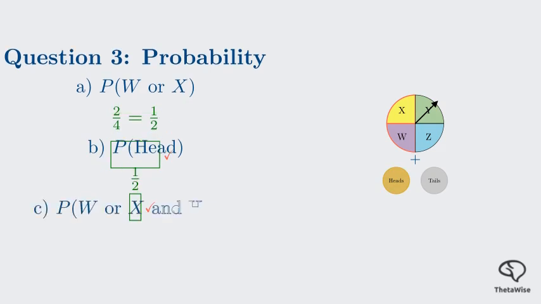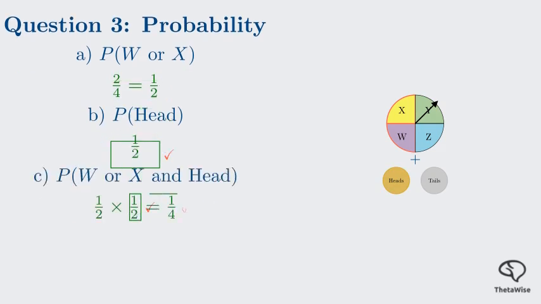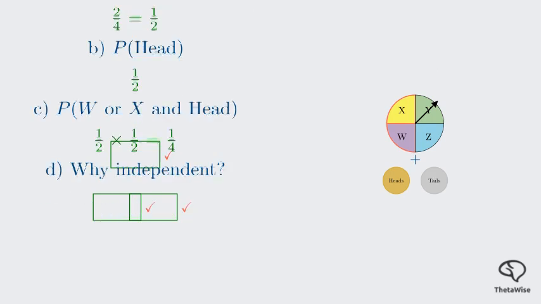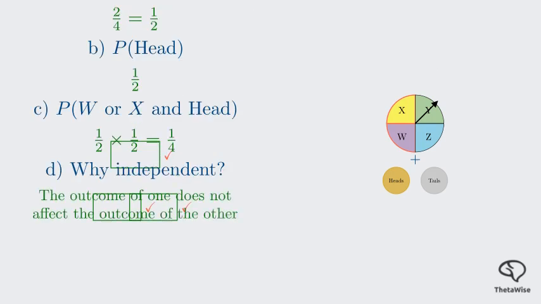Part C. Find the probability of landing on W or X and getting a head. When we want 2 independent things to happen together, we multiply their individual probabilities. Finally, Part D. Explain why these are independent events. The events are independent because the result of the spinner does not change the result of the coin toss.